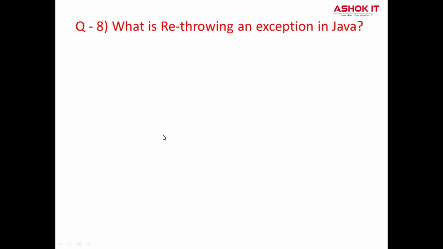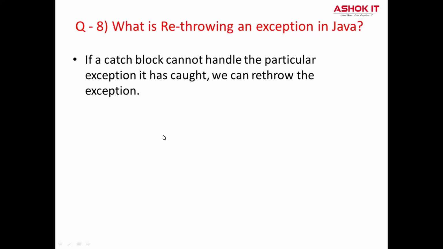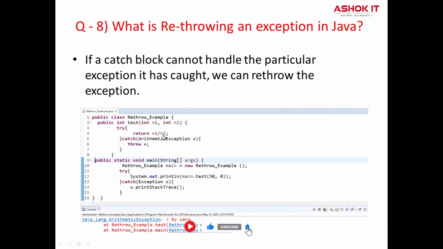Question number 8. What is rethrowing an exception in Java? An exception can be rethrown in a catch block. This action will cause the exception to be passed to the calling method. If the rethrow operation occurs in the main method, then the exception is passed to the JVM and displayed on the console. The purpose of the rethrow option is to get the attention of the outside world that an exception has occurred. The rethrow expression causes the originally thrown object to be rethrown. If you observe in this example, we are rethrowing the exception in the main method.